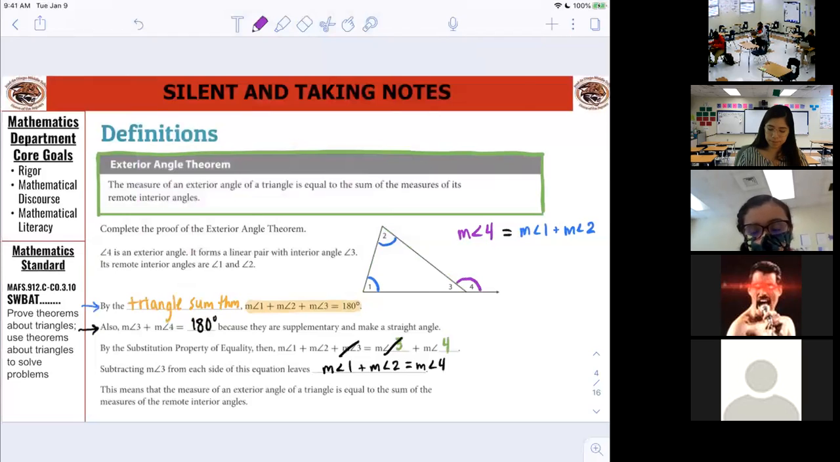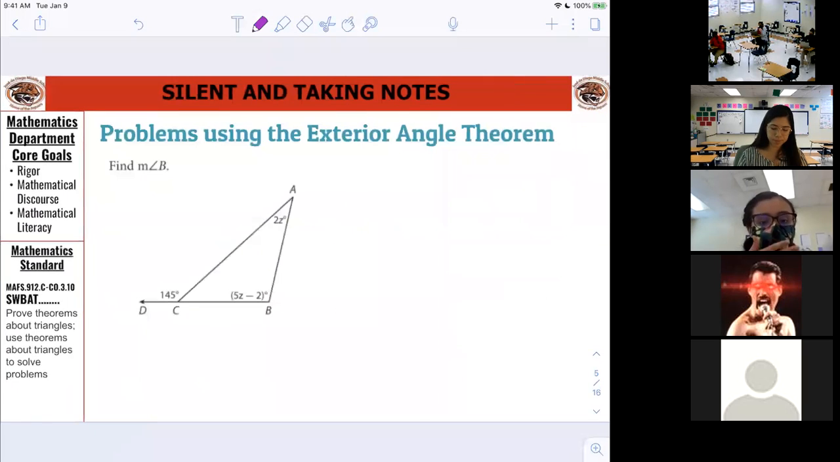All right, so let's see a problem. Here I have some missing angle measurements, some variables. This means we know we're going to have to do some algebra. So before I start plugging things in, who can tell me the equation that I can set up? Which angles are equal to which angles?